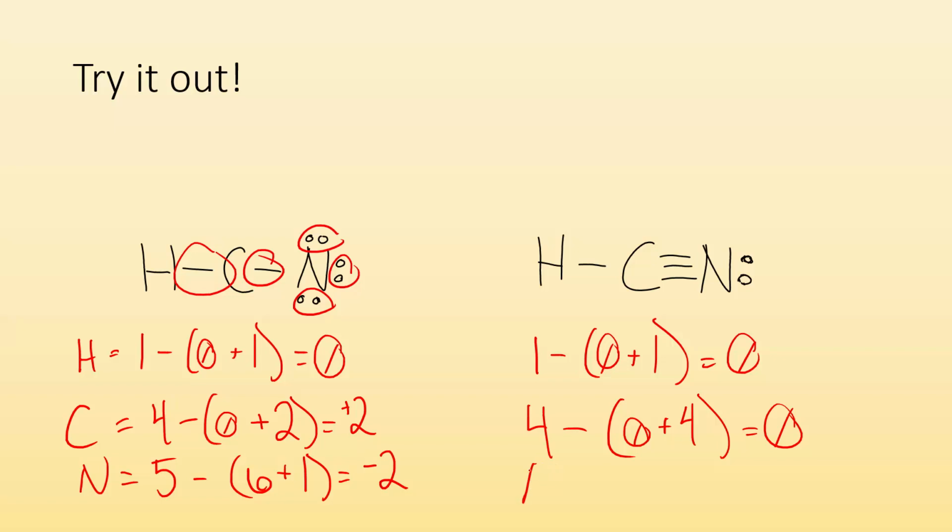And then nitrogen, last but not least, 5 valence electrons minus, well, it kept 2 to itself, and it made 3 bonds, so that's going to be half of those 6 electrons is 3. It has a formal charge of 0.